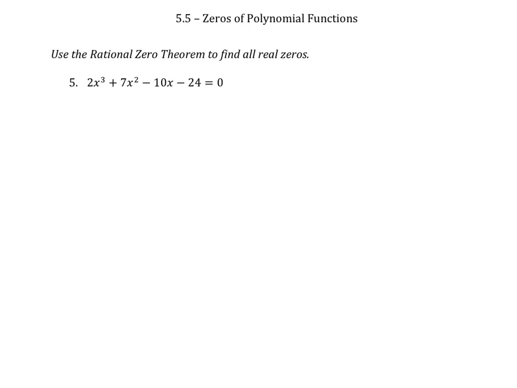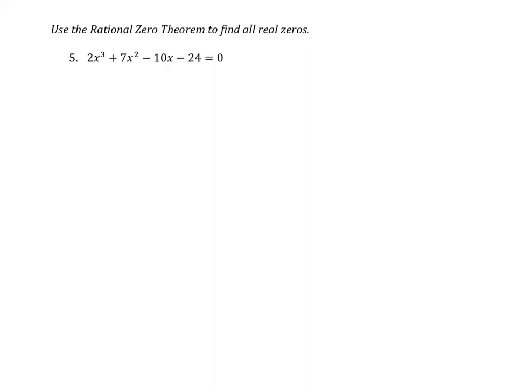Okay, so number 5, this says use the rational zero theorem to find all real zeros. So we're going to have to find the possible ones like we did number 4, but then we're going to have to take the next step and go ahead and do synthetic division until we get a remainder of 0 and go from there. Okay, so let's first find the possible rational zeros.